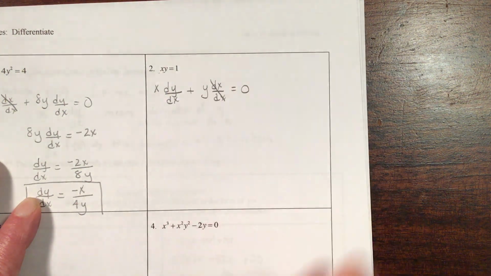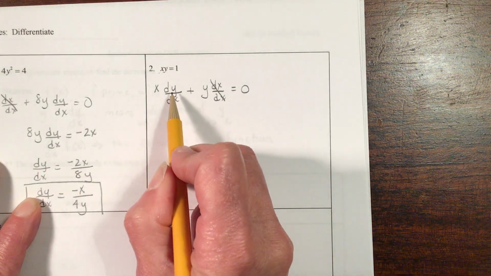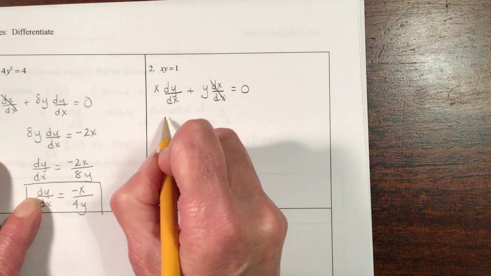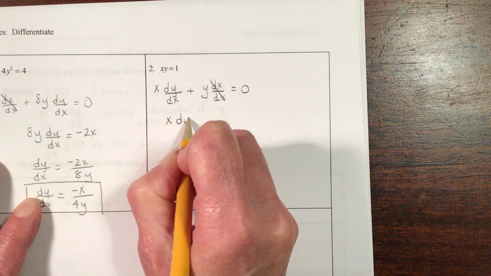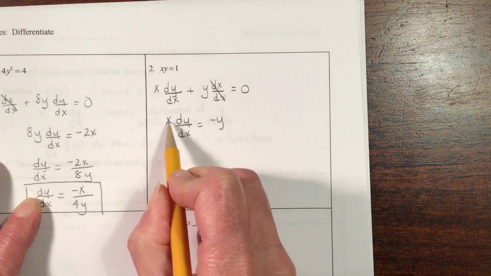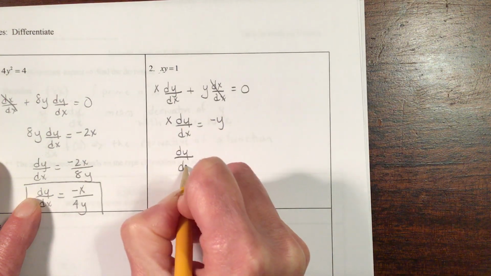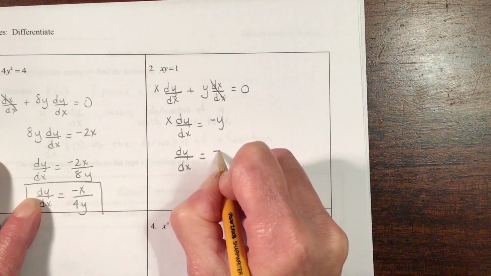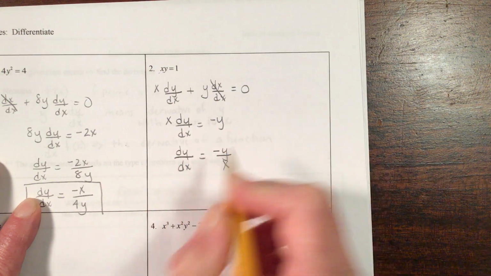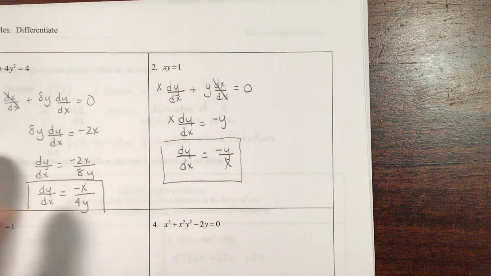My dx's cancel. Now I want to get dy/dx by itself, so I'm going to move the y over using subtraction. And then I'm going to divide by that x. And there's the rule for the derivative. Two more to go, and we will be done for the day.